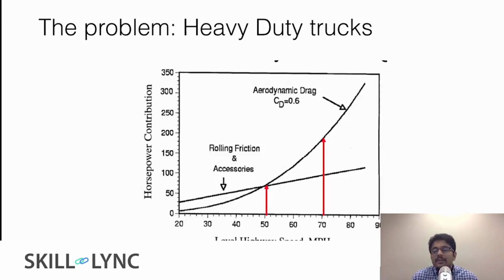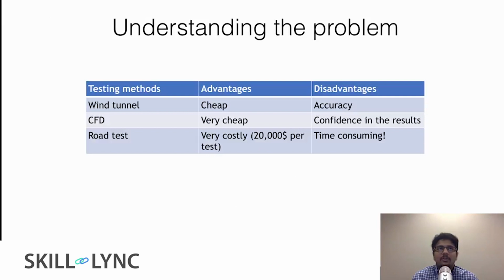When you go from 50 miles per hour to 70 miles per hour, you can see that the horsepower contribution almost increases by a factor of 2. And one of the reasons is because your drag force is proportional to velocity square. And this is why engineers are so keen on reducing the drag coefficient. Because even a marginal decrease in the drag coefficient is going to translate into great fuel savings. So once we have identified the problem, we should then spend time on understanding the problem. And for this, engineers come up with testing methods where they can systematically analyze the problem and then propose solutions.